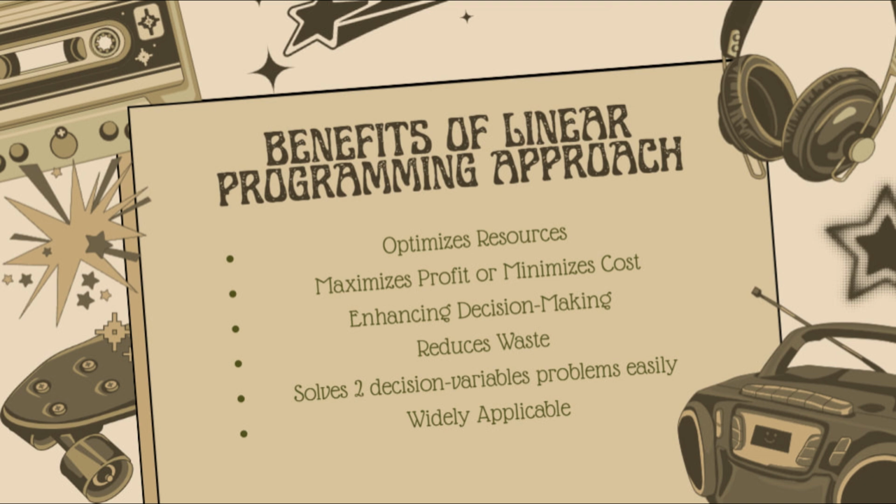When we are able to optimize the resources, the manager can allocate limited resources such as time, money, labor, and materials in the most effective and efficient way. For maximizing profit or minimizing cost, the manager can find the best combination of decisions to achieve objectives like higher profit or lower cost. Besides that, let's talk about enhancing decision making. It provides a systematic or scientific approach for planning and choosing the best course of action.